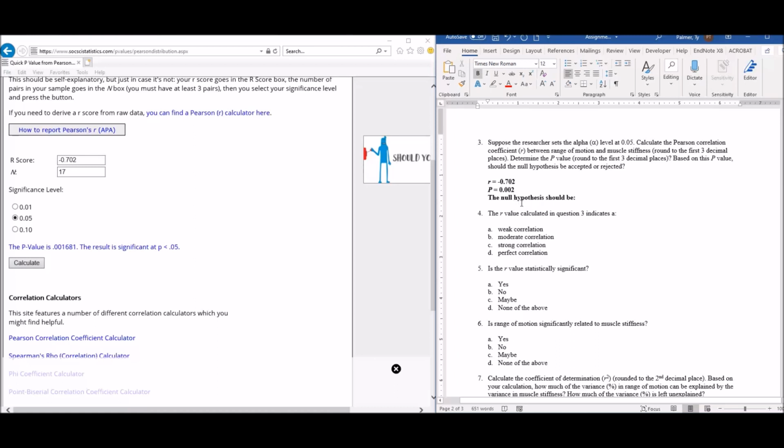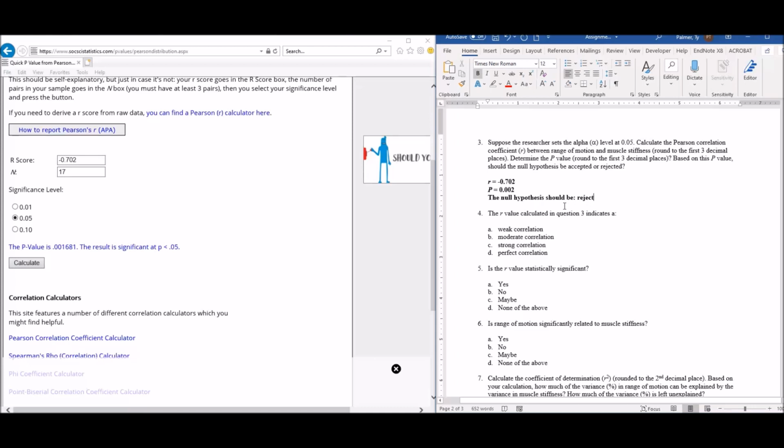Now we've calculated the R value, and we calculated the p-value. Our last question says, based on this p-value, should the null hypothesis be accepted or rejected? Again, take a look at PowerPoint 7. It goes into this in detail. But because the p-value we just calculated, 0.002, is less than the alpha level, 0.05, what are we going to do? We're going to reject the null hypothesis. And so you can simply type in here your answer, reject.